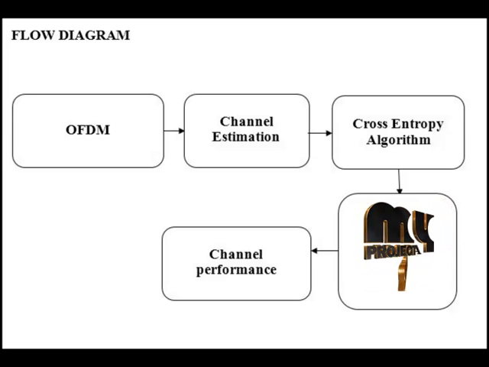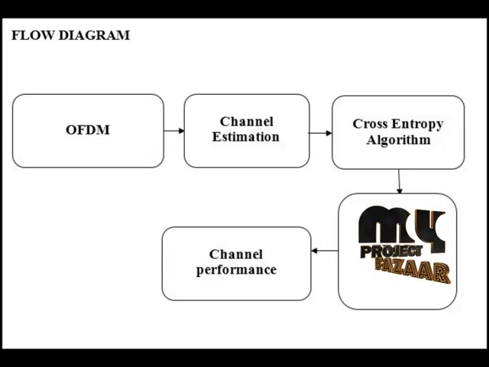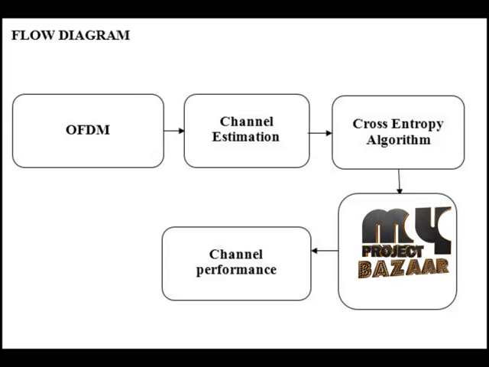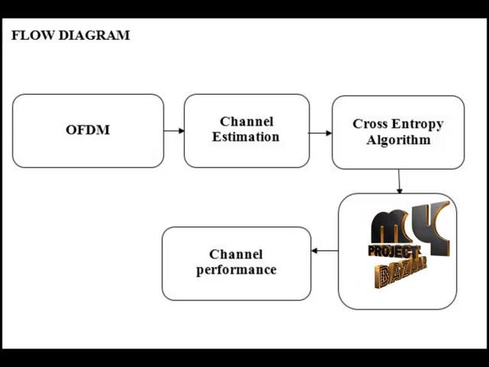Next, the system architecture of our proposed system. It consists of 5 major blocks: OFDM, channel estimation, cross entropy algorithm, energy efficiency optimization algorithm, and channel performance evaluation. OFDM is the base architecture of any multi-input, multi-output system. Our OFDM consists of random generation of number sequences, which are transformed with the Fourier transform technique, and pilot insertion in these symbols gives the pilot pattern. That pilot pattern is sent through the channel.